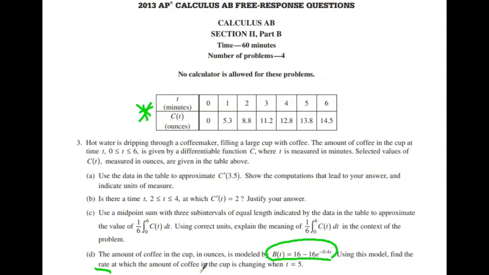So basically what you guys need to do is find out what b prime of 5 is. That's it. You've got to find the derivative of that expression and plug in 5. The one thing you might get a little stuck on here is how to find that derivative, so I'll give you a quick example.